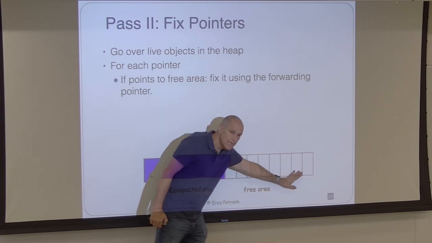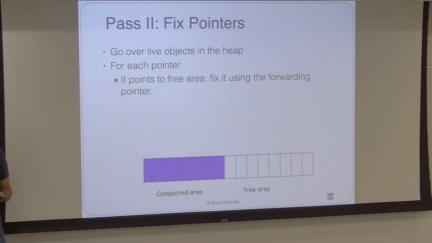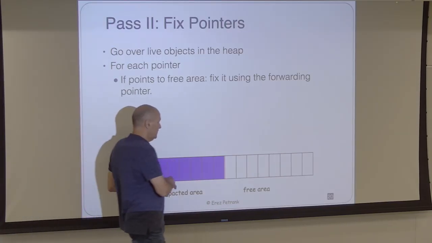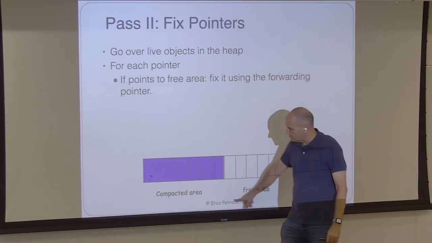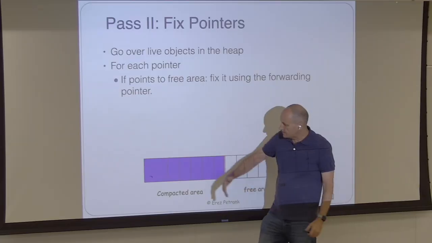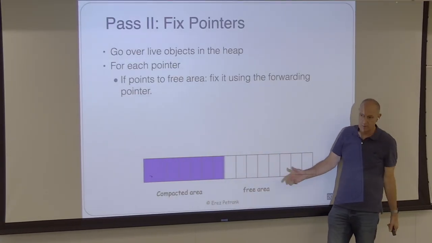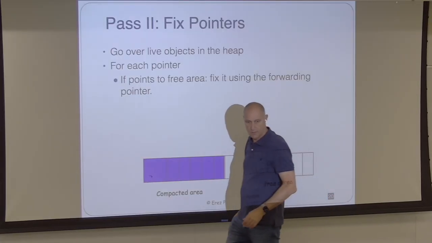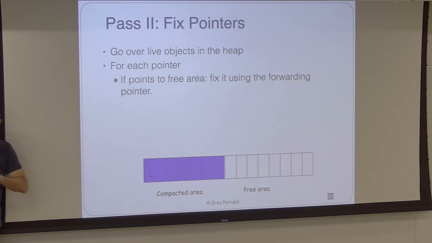If it's outside this space, then I know that the object it points to has moved. But I also know where it was moved. If I have a pointer pointing to here, I look at the forwarding pointer and it tells me where it moved, so I can fix the pointer. So all I do is go over here. If there is a pointer pointing here, I fix it with the forwarding pointer. Okay? So this is the fix pointers.